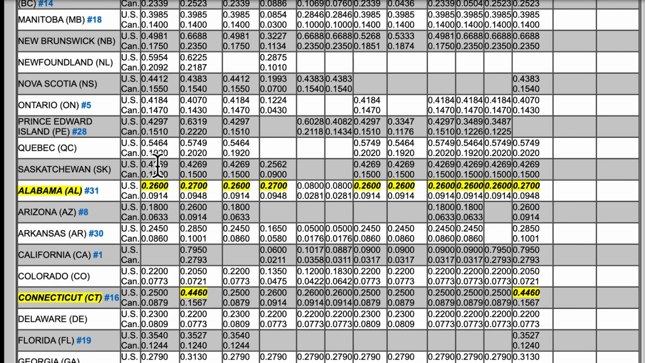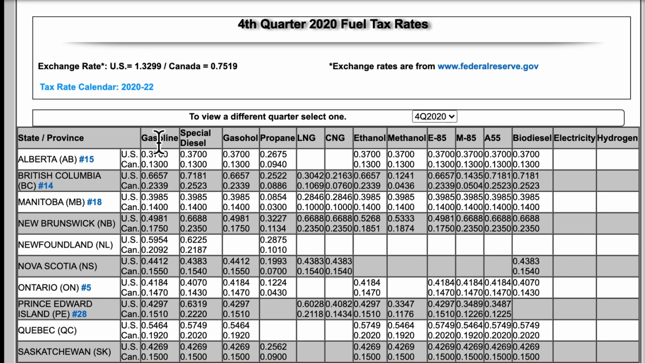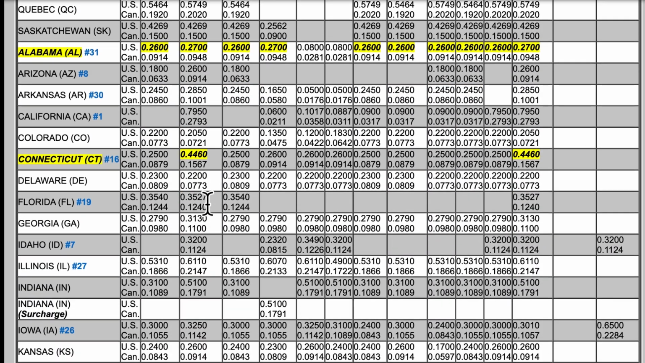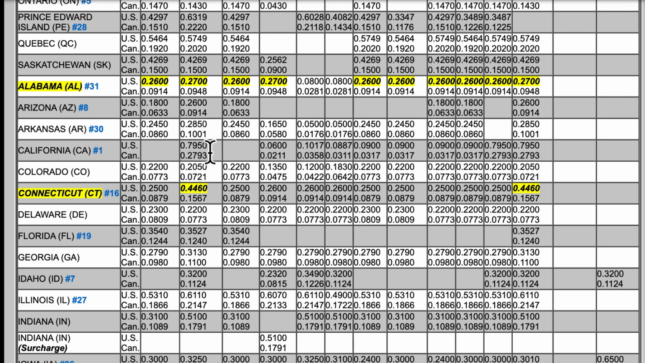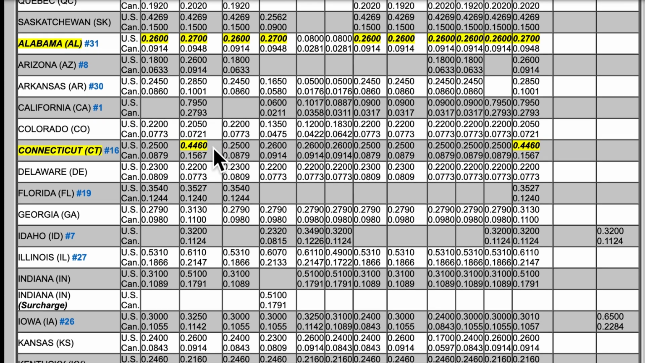Back up, because I'm in the, see, you have to be careful. Even I make mistakes. I'm in the gasoline section, so special diesel. California, look, 79.5. This is different than what's on my report. Remember, my report was 76 cents. That's because this is an updated IFTA chart, all right? So 79.5 here in California now.